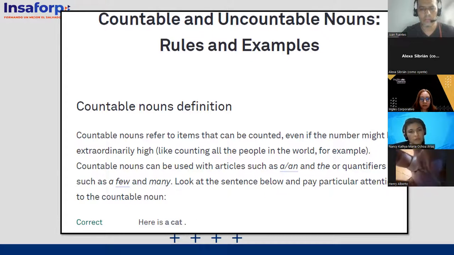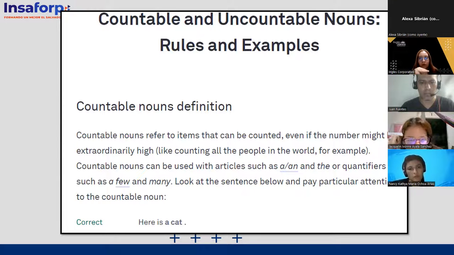Para definirlos, todas aquellas cosas que yo pueda contabilizar, 1, 2, 3, 4, 5, they are gonna be countable, right? Es así, es sencillo, right? Now, countable nouns, they can be used with articles. Pueden usarse con artículos a, an, o artículo de, o da, right?